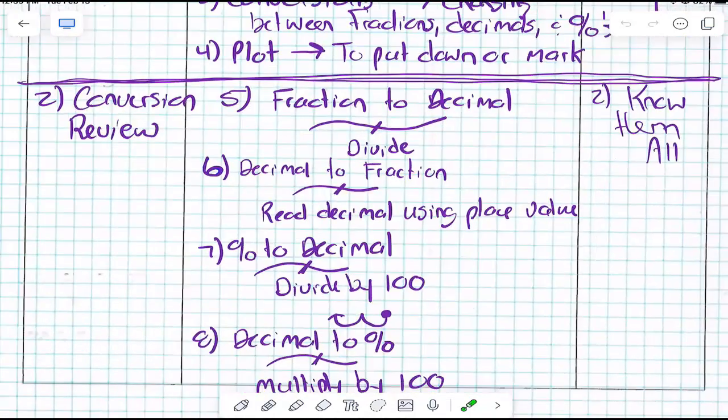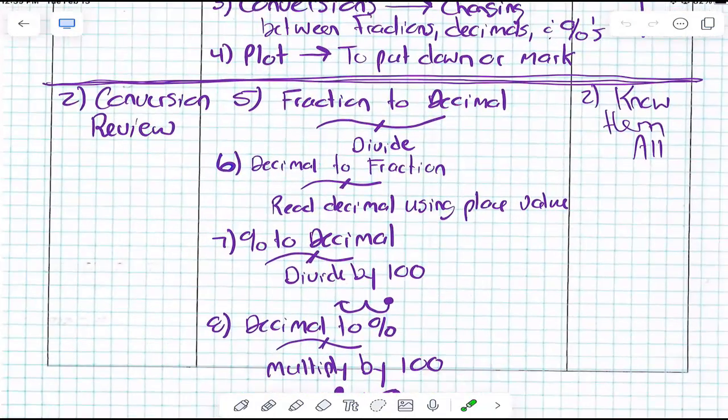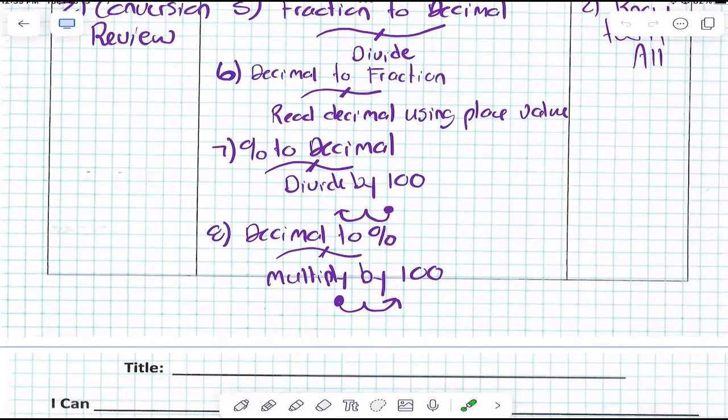Conversion review. Okay, here we go, real quick. We've done this a lot. How do you go from a fraction to a decimal? Divide. How do you go from a decimal to a fraction? We put the decimal using its place value. How do you go from a percent to a decimal? Divide by 100.